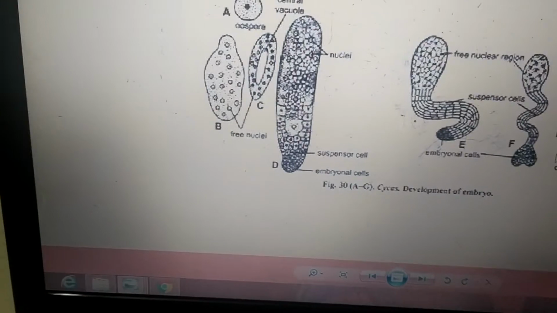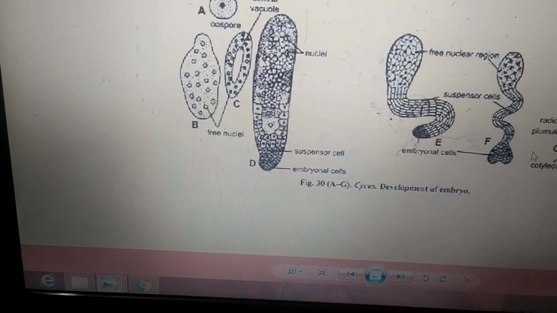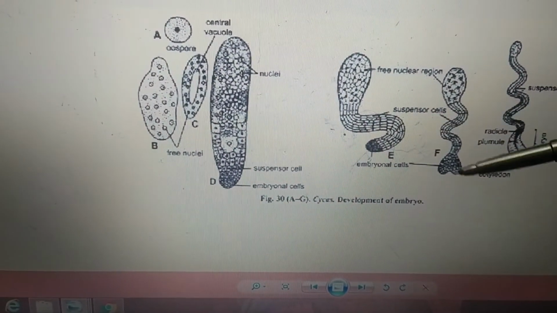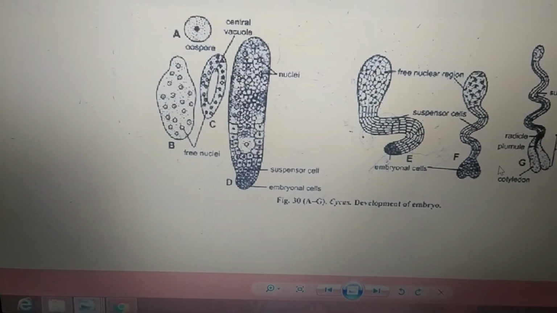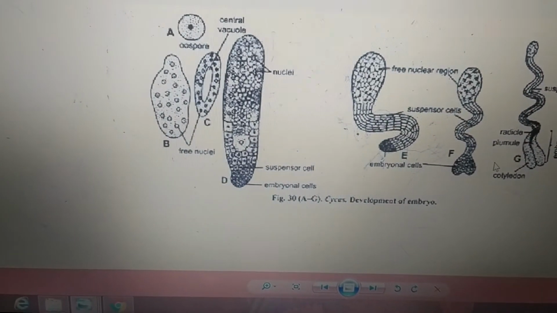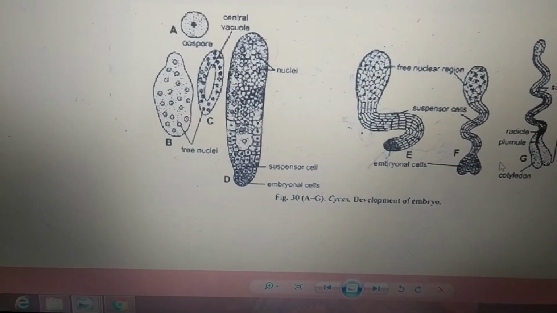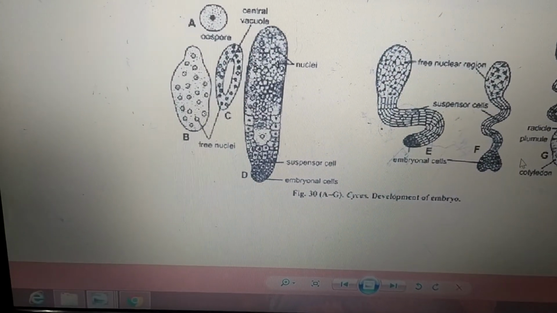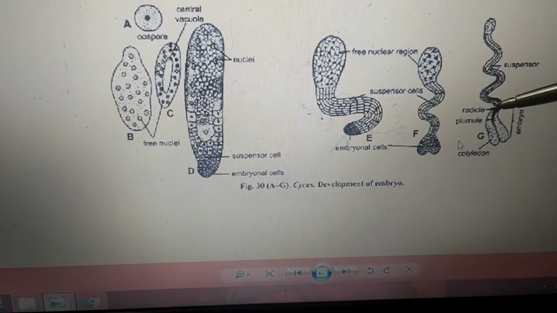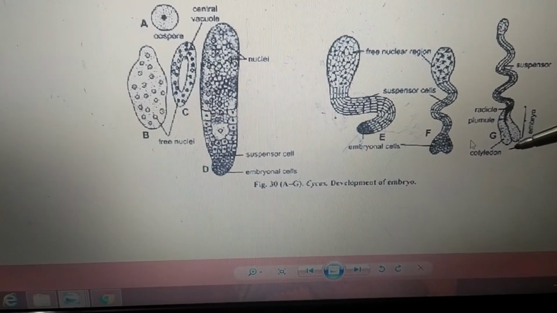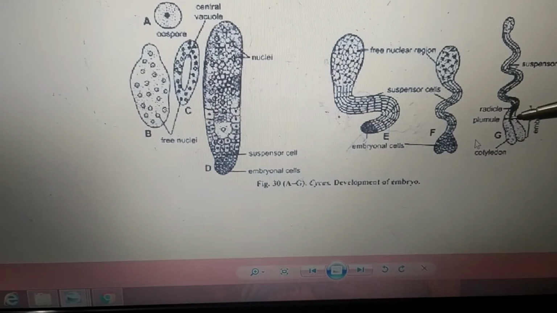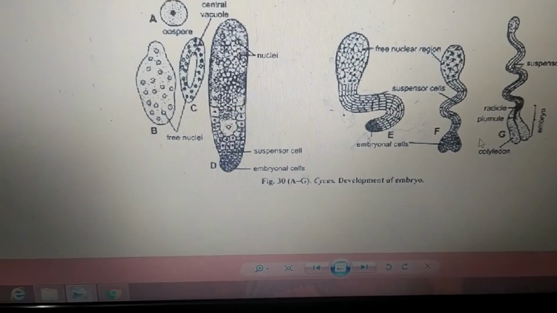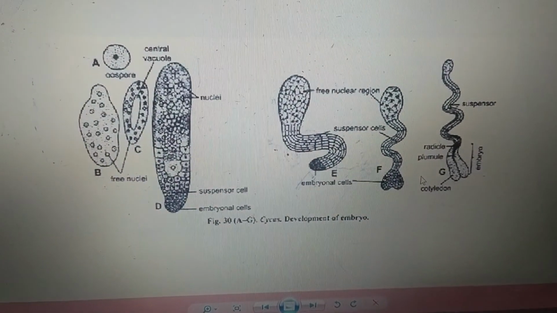It is going to push this embryo into the food-containing cells of the endosperm. Endosperm is nutritive in nature, so the suspensor is going to push the embryonal cell into the endosperm region so that it can get the nutrient. Now this embryonal zone, after getting nutrition, is going to differentiate into what all? Into radicle followed by plumule, and we have cotyledon also. The cotyledon is going to form the leaves, plumule is going to further form the stem, radicle is going to form the root. In this way, the development of the cycas is going to begin.